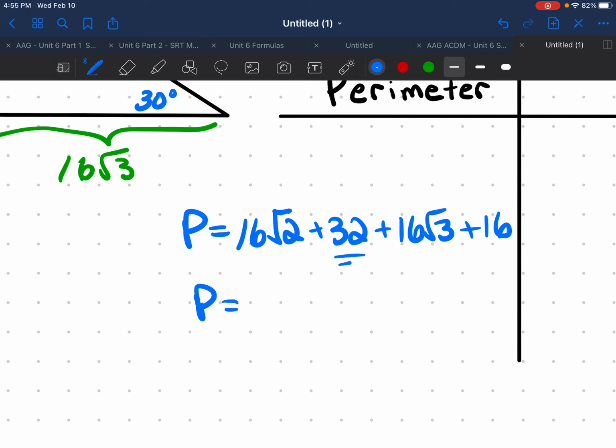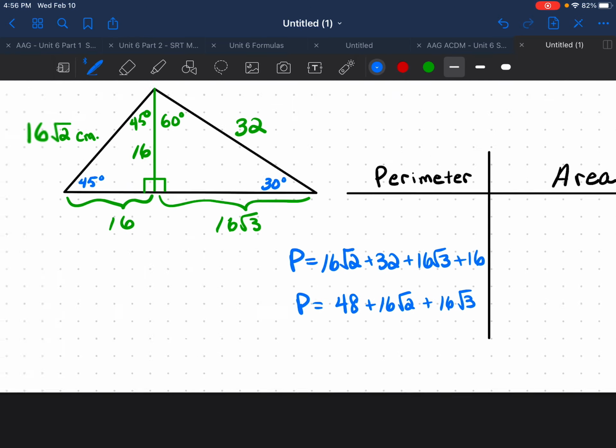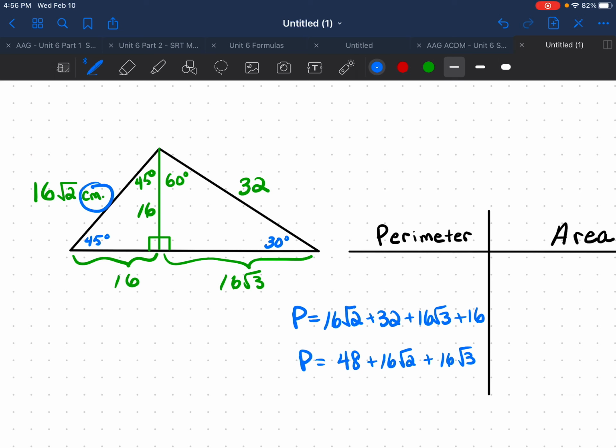It's going to be 32 plus 16. What's that, 48, right? So it'll be 48 plus 16 radical 2 plus 16 radical 3. Let's go back. Aha, centimeters. So that's going to be labeled with centimeters.